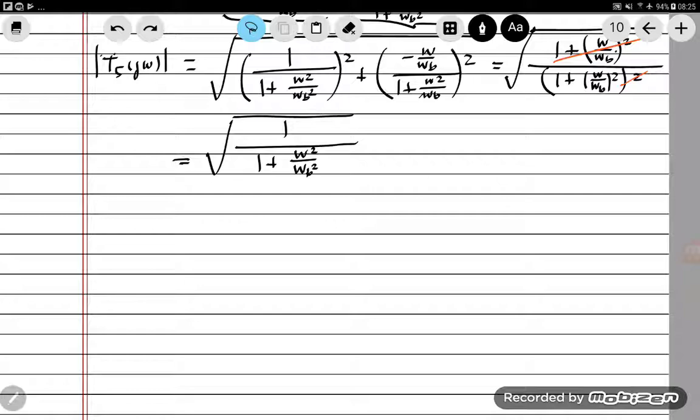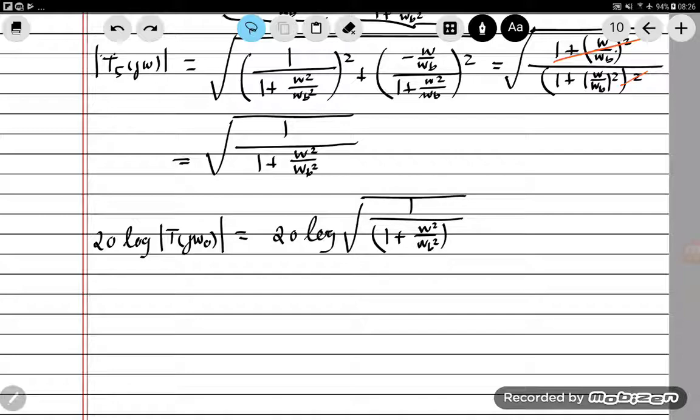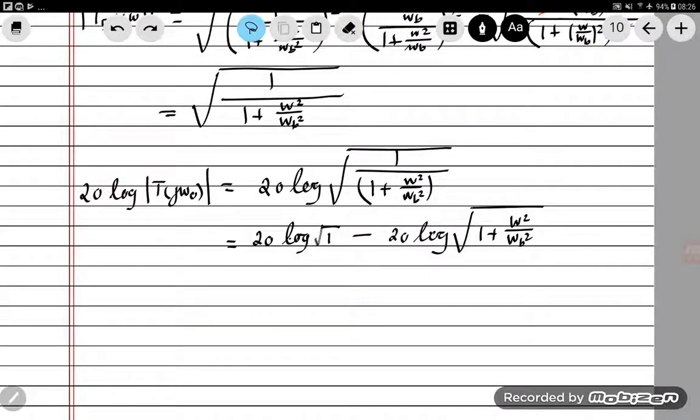For the Bode plot, I'm going to already take the 20 log of that. So if we take 20 log of the magnitude of the frequency response transfer function, that just becomes 20 log of the numerator, minus 20 log of the denominator. And this part is obviously 0, so we are left with negative 20 log of the square root of 1 plus omega squared over omega b squared.